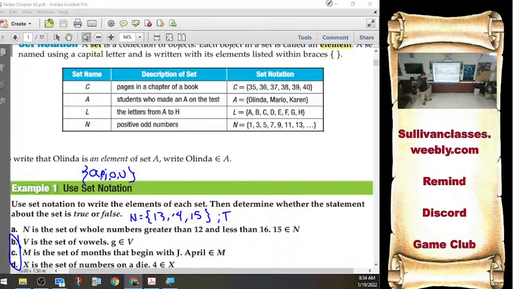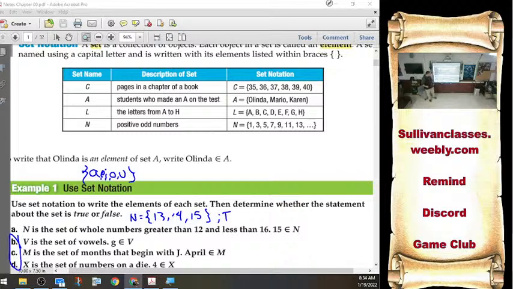All right. So the set of all vowels, obviously G is not a vowel, because then instead of "oh," it would be "ah," and that doesn't make sense. M is the set of all months beginning with J. What do we got? So January, June, July. April, clearly not that. Make sure that you're labeling them like this.